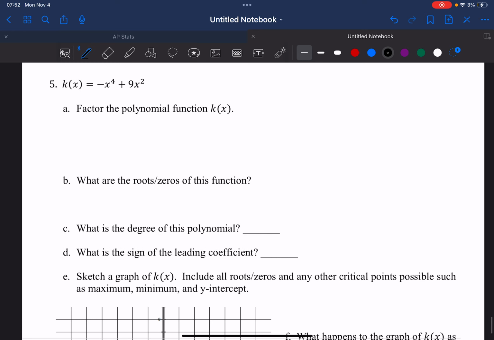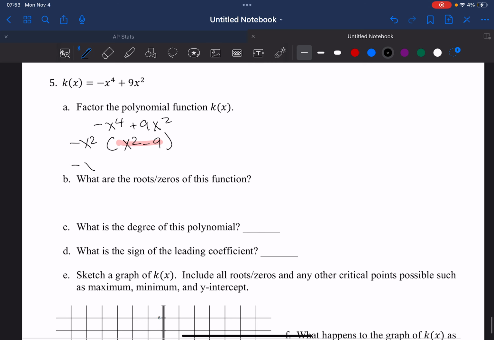Okay, last example, number 5. So first, it gives us that we need to factor this out. So we have -x to the fourth plus 9x squared. The GCF I can take out of this is a -x squared. So I'm left with x squared minus 9. And since x squared minus 9 is a perfect square, I can factor this even more, and I get -x squared times x minus 3 times x plus 3.